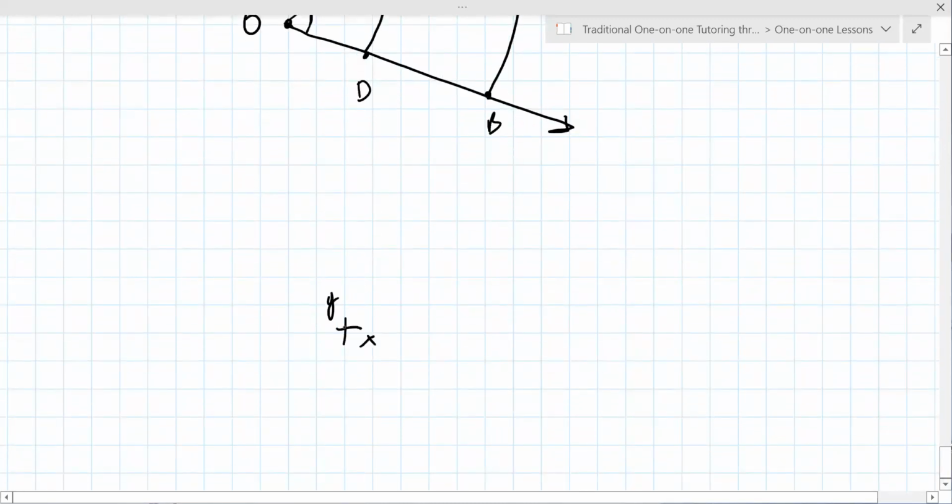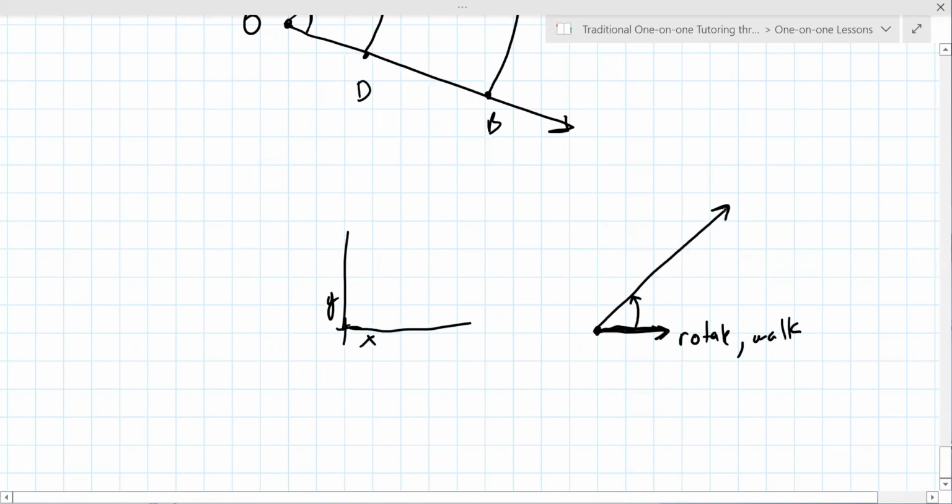You're used to X and Y. You're used to, okay, I move right and then left. But there are other coordinate systems where you do the following: you rotate and then walk. Try to visualize you're pointing this direction. Imagine you're standing up and looking in some direction, and then I rotate you some amount and then you walk, and that gets you to here.